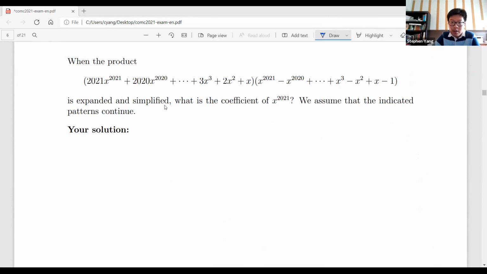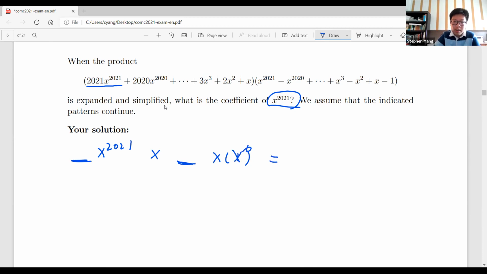It wants you to find the coefficient of x to the 2021. How could we get x to the 2021? We could pick x to the 2021 with some coefficient times 1, so basically x to the 0th power. So you have the coefficient of these two multiplied together times x to the 2021. Or you could have some coefficient times x to the 2020 in the first one times something x to the first power. This pattern continues. In the first case you have the coefficient is 2021 times negative 1.